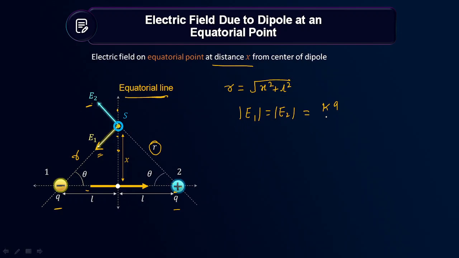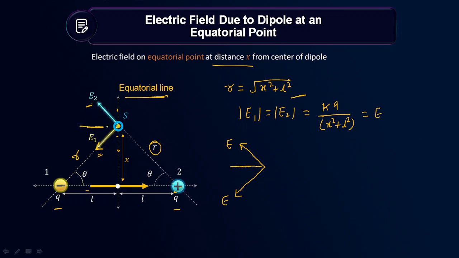That is equal to KQ divided by R square. R is how much? This value. So we can write x square plus L square, right? Let us say this value is equal to E, for simplification. So now, due to these charged particles, we have electric field in this direction, E1 and E. Can I say that its net value will be in this direction?